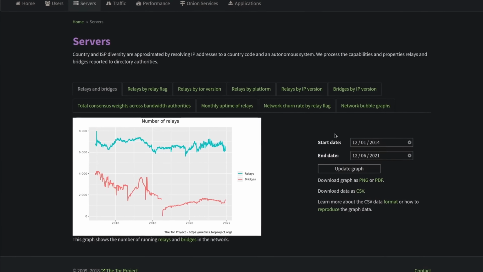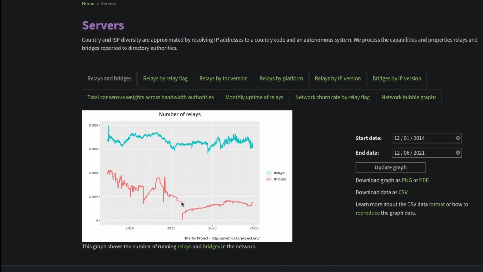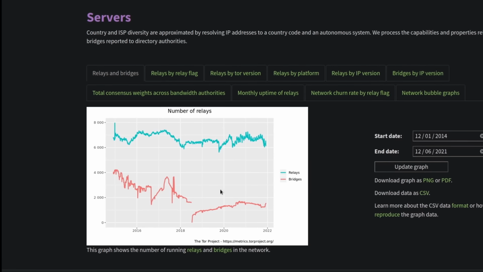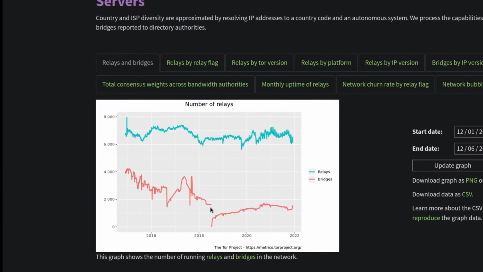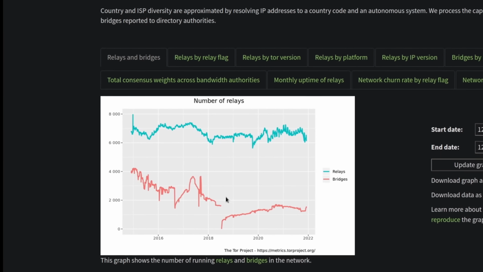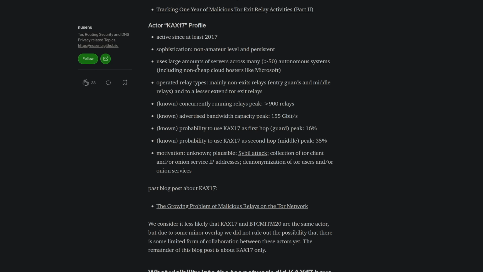Typically, the Tor network has about 6,000 to 8,000 relays and about 10,000 servers in total if we're including bridges. Although you can see by this graph that since mid-2018, there has not been quite as many relays, or quite as many bridges rather. And this threat actor, who is being called KAX, so I guess CAX-17, has deployed up to 900 relays at one time. So many that at its peak, there was actually a 35% chance that your traffic could have gone through one of those relays being controlled by CAX-17.